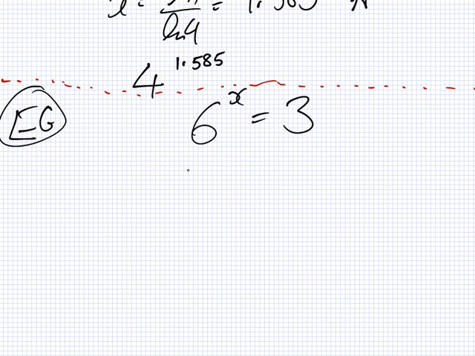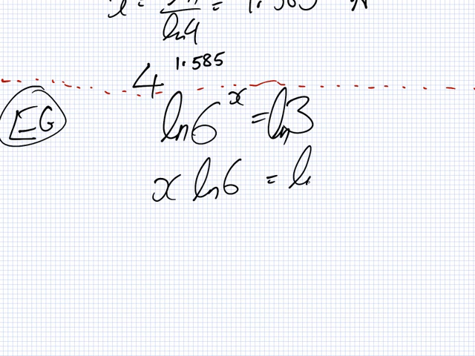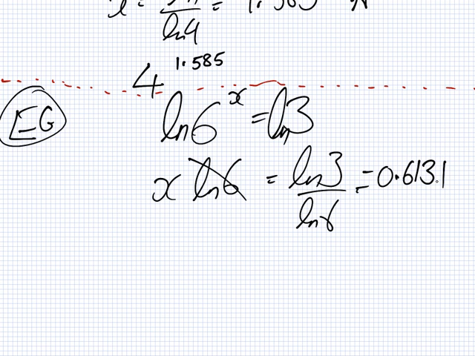So this will be log 6^x equals log 3. x log 6 equals log 3. So x equals log 3 over log 6, which is 0.613. Can't you solve it? Yeah, that's what I'm about to say.